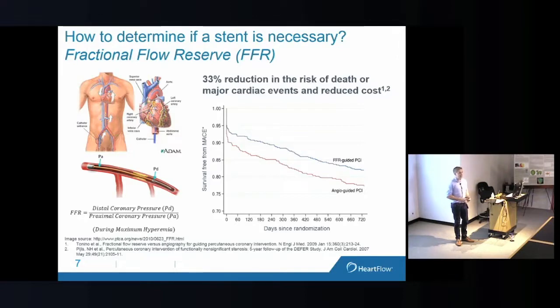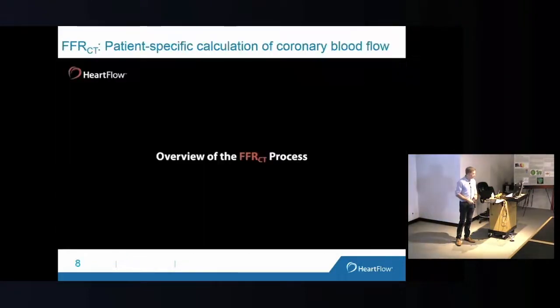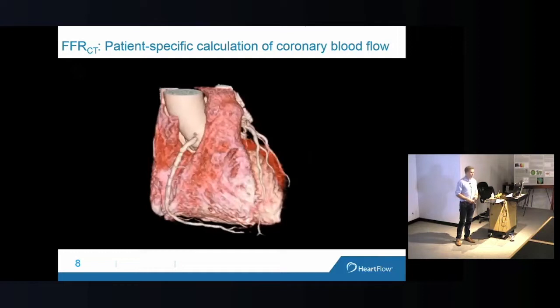The problem with it is that it's invasive, it's expensive, it's dangerous, and about 2/3 of the time you find out that the patient does not need a stent, so this entire procedure was not necessary. The patient could have gone straight to medication. So what we're doing is targeting the same information, but doing it non-invasively with a CT scan.